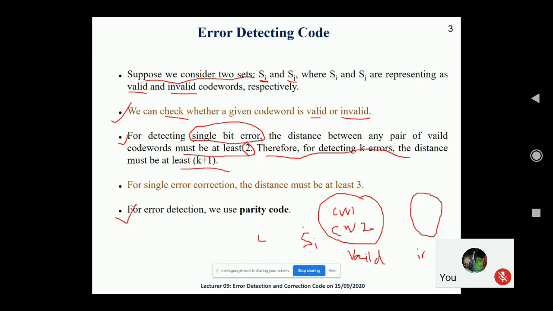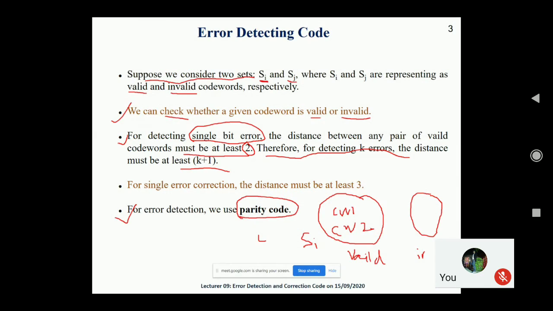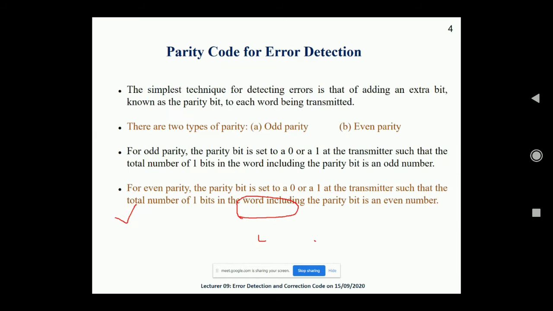Okay. For error detection and correction, among the codes we use, a very popular one is called the parity code. Now what is parity code? The slide name is parity code for error detection. We are not discussing error correction here, just how parity code is generally used for error detection.